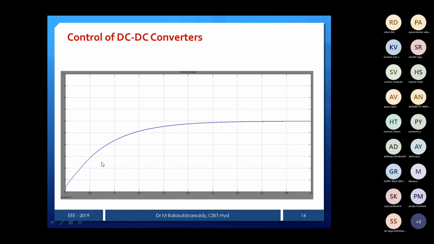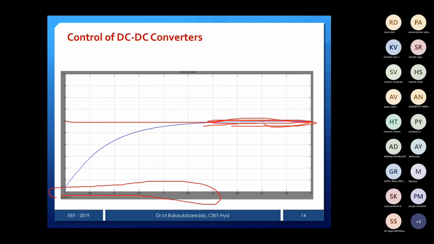And now you see the output. I made it 6 volts in the output, and it reaches 6 volts. You can see that this one is 6 volts. Now it will take a small time duration to reach 6 volts. Once it has reached 6 volts, it continuously operates. You can see from here to here, a very small time. How much time did it take? Only 0.3 seconds to reach 6 volts.